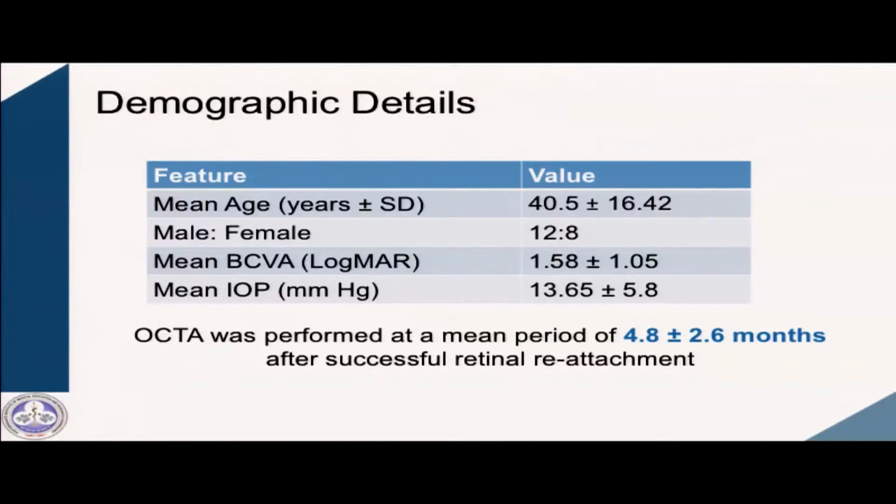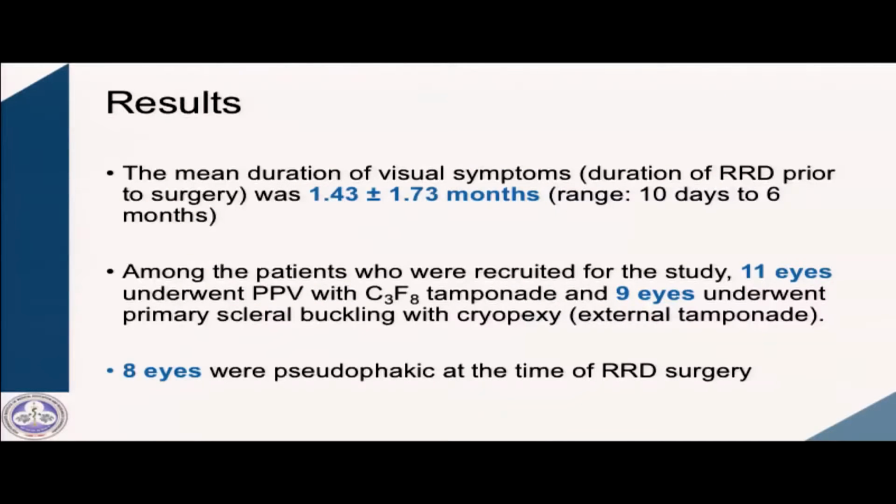Just a brief view of the demographic details of patients. We have young patients, about the age of 40. We have almost equal distribution. Males are 12, females are 8. We performed the OCTA imaging at a mean period of 4.8 months after successful reattachment, just to make sure that there was no requirement for resurgery or that there was no failed surgery. Also, we excluded patients with oil tamponade just to avoid any bias.